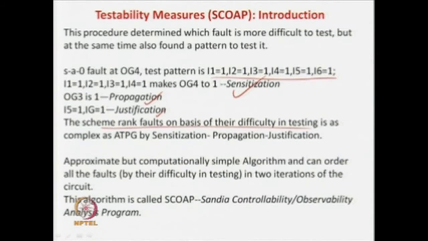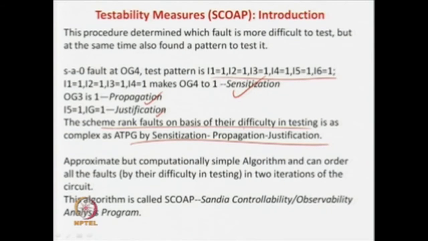So, we are ranking the faults based on difficulty of testing, but we are also generating the test pattern. That is not a very good thing we are doing because of the complexity. Here we are trying to find out which is the easier fault and which is a difficult set of faults. For that we are going for a sensitize, propagate and justify approach, which is a very complex algorithm. So, to solve a simpler problem we are taking a bigger algorithm and trying to solve it.